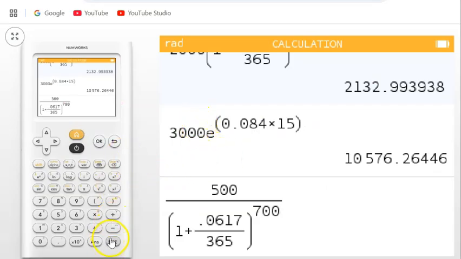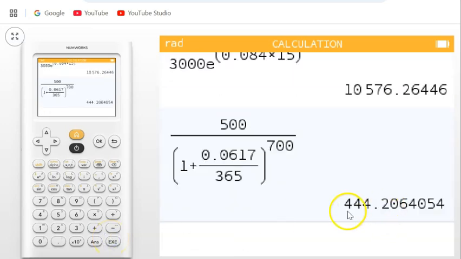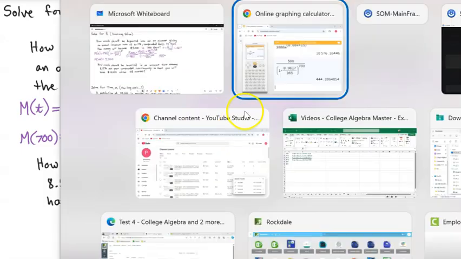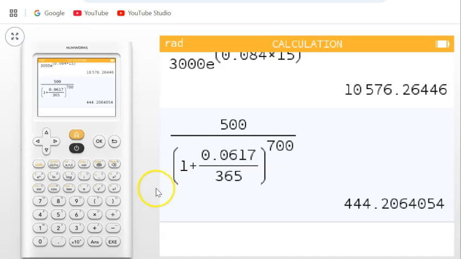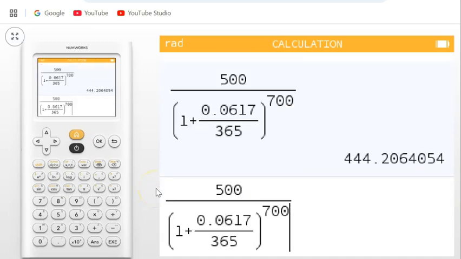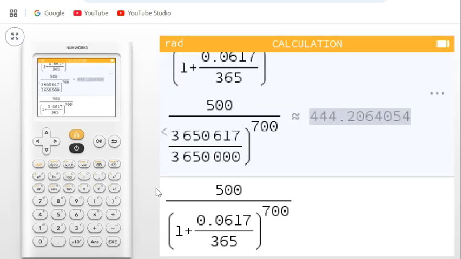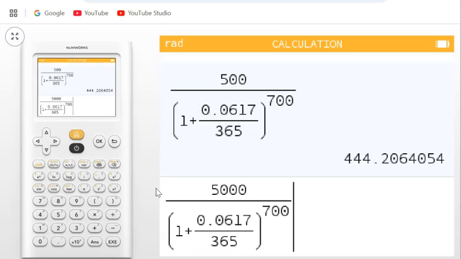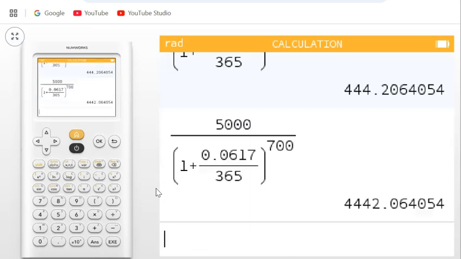And when we press enter, we wind up with $444, or sorry, I did 500. That was an accident. I messed that up. All right, so let's go up and we're going to grab this and I'm going to edit it. I meant to make this, that was an accident. This is supposed to be 5,000. Whoops. Okay, now execute.